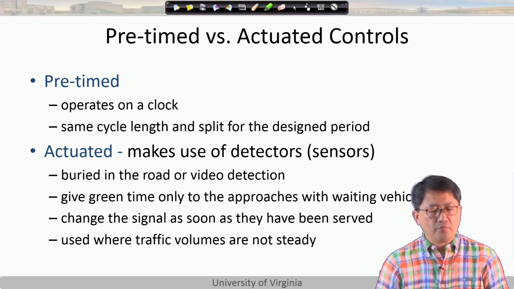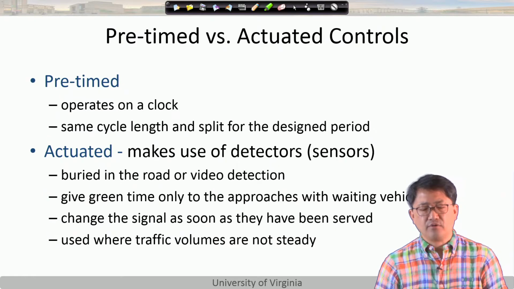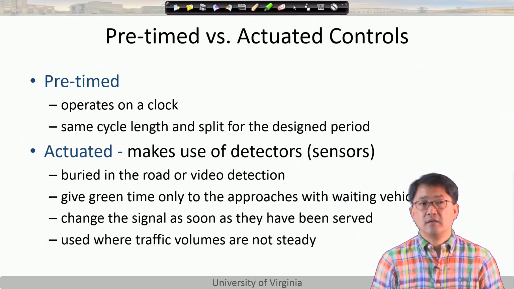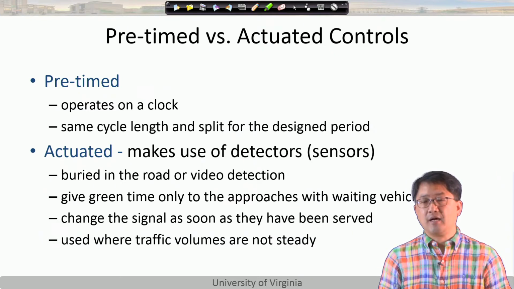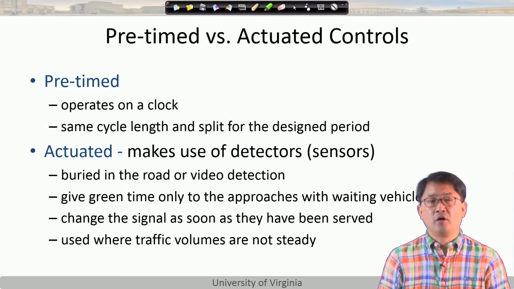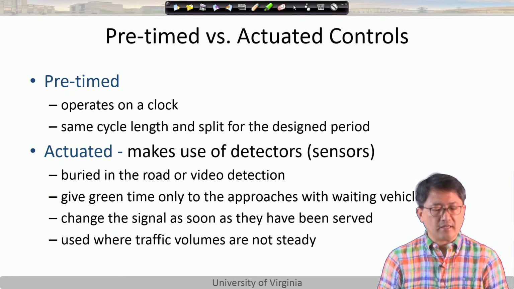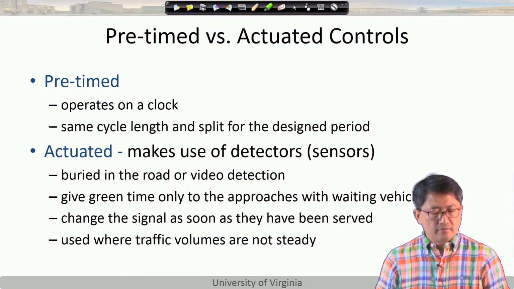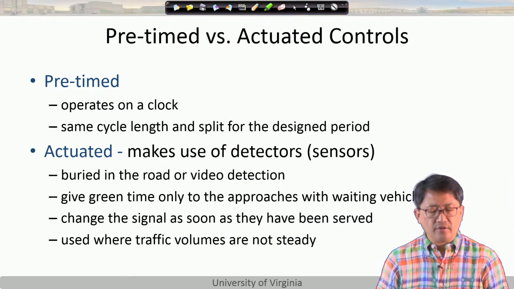Again, pre-timed operates on a clock, with the same cycle and splits for the same time period, the design period, which is not good. Actuated uses sensors, so we need to know how many cars are coming and whether additional cars are coming. I want to extend my current green time, or terminate my green to give green to another phase. That's something an actuator can do. It's useful when the traffic volumes are not steady, varying a little bit, not a whole lot.